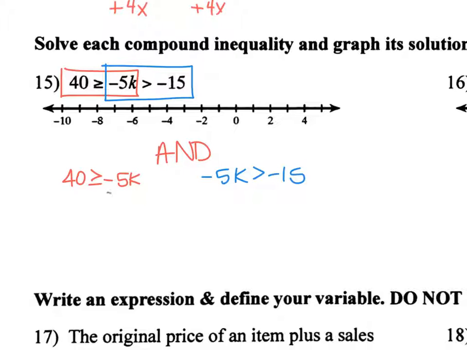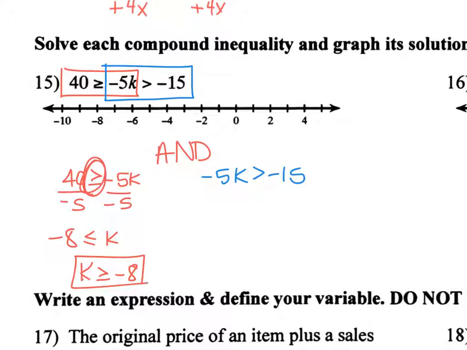All right, when I go to solve these, divide by negative 5. So remember, division by negative is going to flip. So I've got negative 8 is now less than or equal to k. And now I also have to rewrite it and read it backwards. So k is greater than or equal to negative 8. On the other one, divide by negative 5. Again, division is going to flip. So k is going to be less than positive 3.